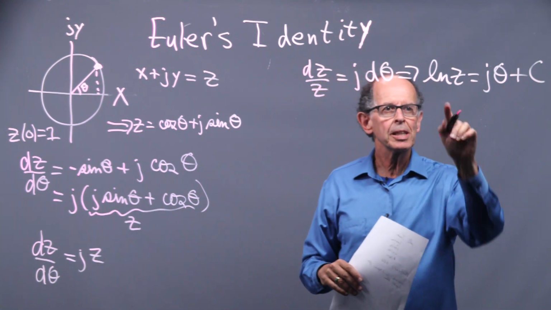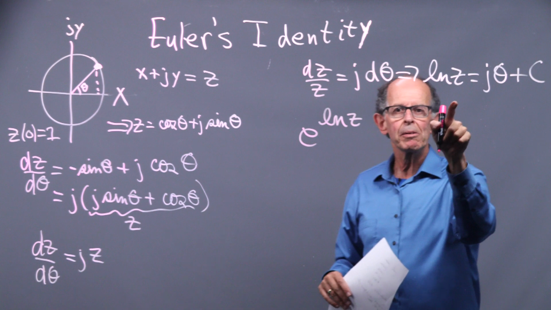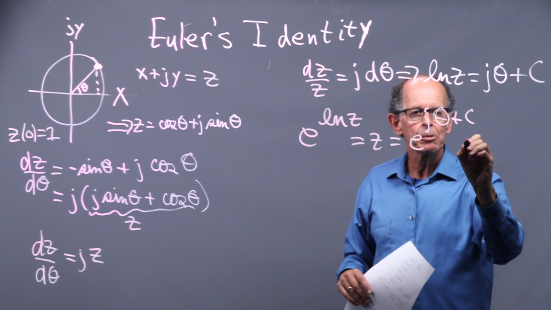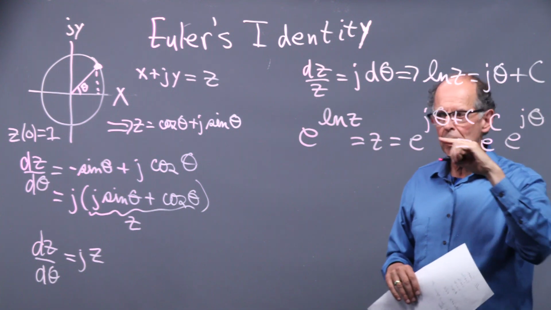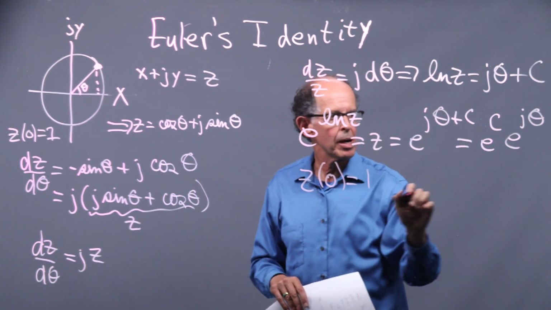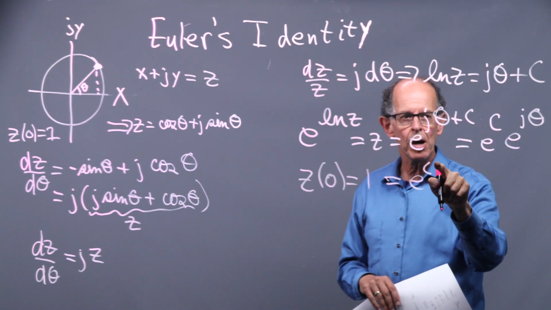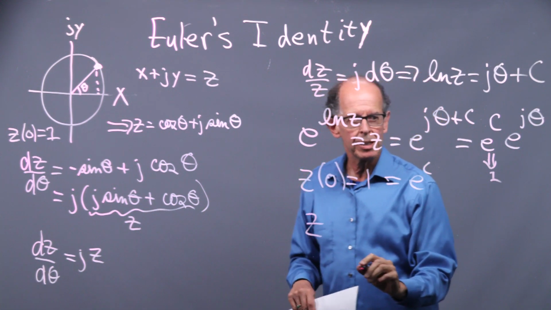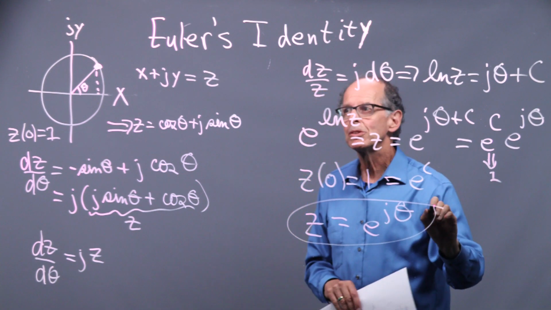Now let's exponentiate this integral. E to the power log z, which is equal to z, is equal to e to the j theta plus c, which is equal to e to the c times e to the j theta, where c is a constant. What's the constant? Well, we know that z of 0 equals 1, so that's equal to e to the c, and e to the 0 is 1, so e to the c is 1. So this term is 1. So we get the final result: z equals e to the j theta, which is what?